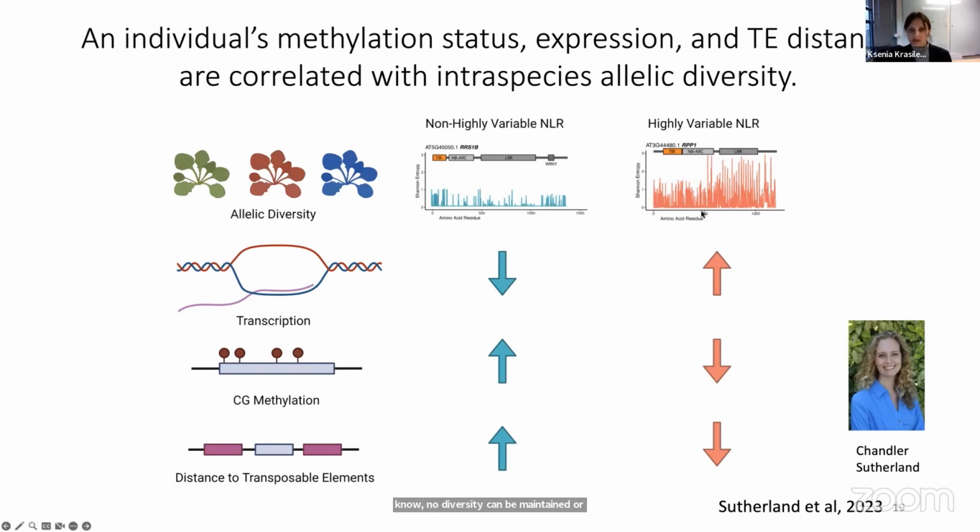And Chandler, who's a grad student in the lab, preprinted a really fantastic analysis of these two groups, and she showed that indeed there are several genomic features, including transcription level and epigenomic features, as well as distance proximity to transposable elements that statistically significantly distinguish these two groups. So we now start to think that there might be mechanisms to maintain or generate diversity on a population level to enable rapid pathogen recognition, right?